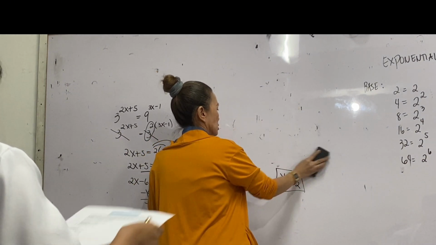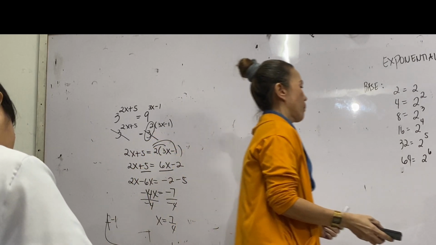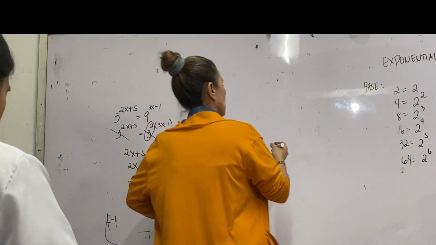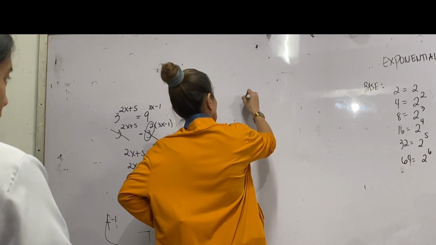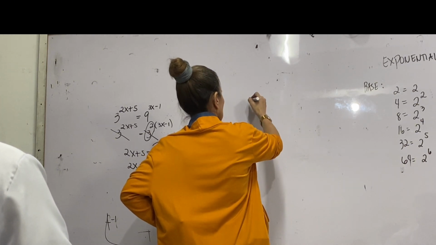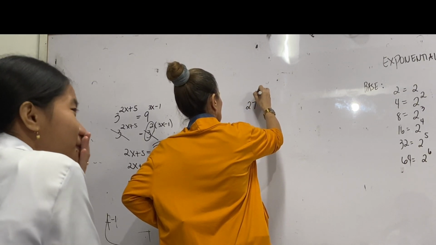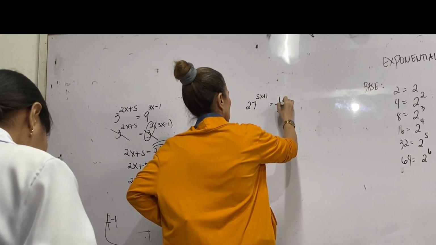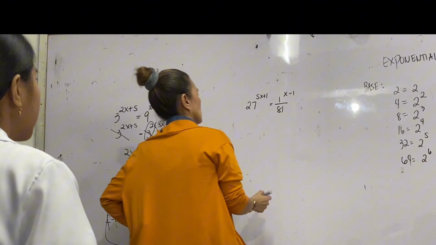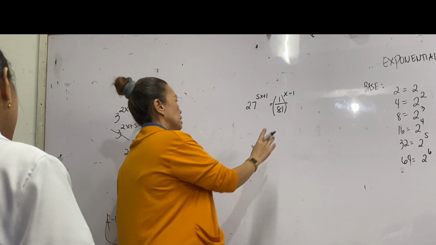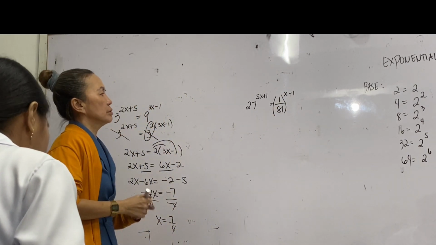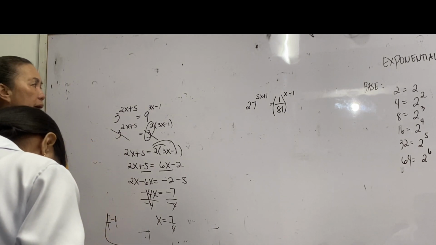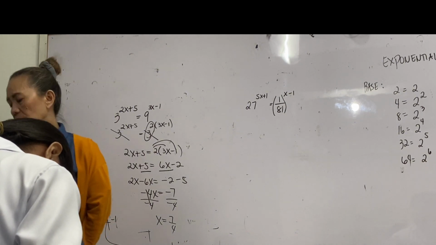Okay, so gawin ninyo. Okay, so we have now 27 raised to 5x plus 1 is equal to 1 over 81 raised to x minus 1. Ano daw gagawin natin dyan?